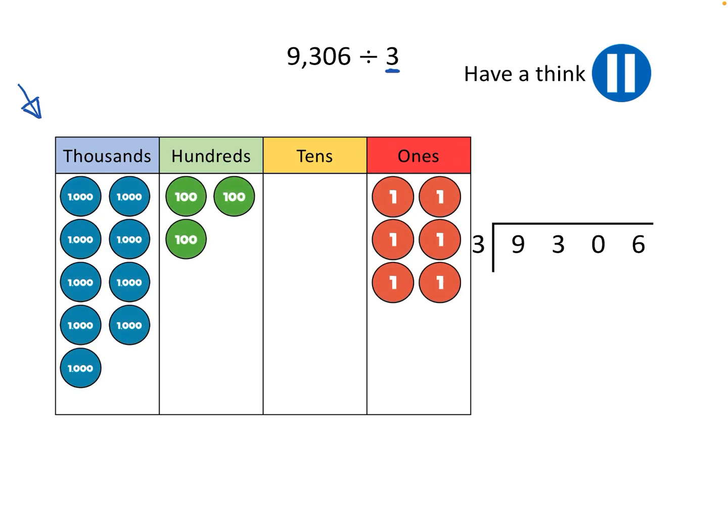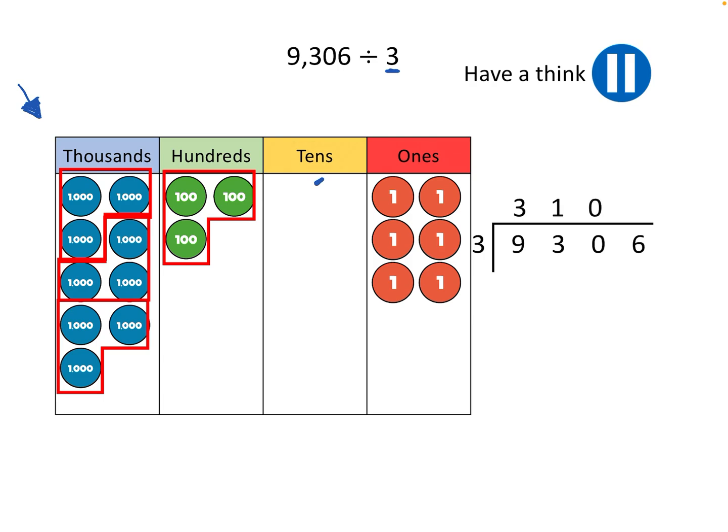So here we go. I've laid out my numbers here. I've got my 6 ones, I've got no tens, I've got my 300s, and I've got my 9,000s. How many groups of 3 am I going to make in this first column? I'm of course going to make 3, because 3 multiplied by 3 equals 9. How many groups of 3 have I got in my hundreds? I have 1 group of 3, because 3 times 1 is 3. 3 divided by 3 is 1.